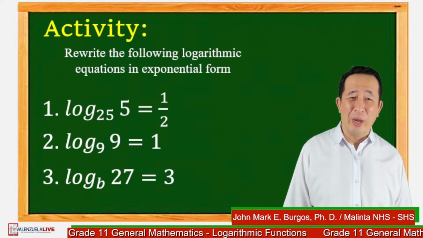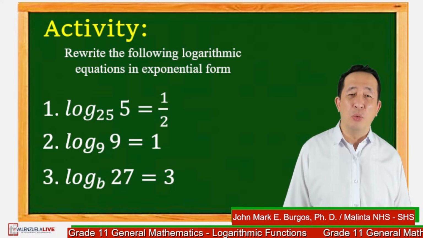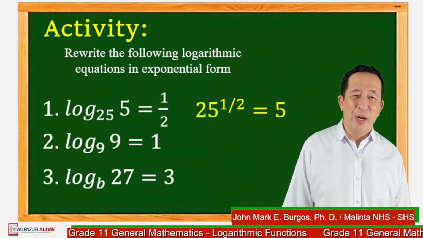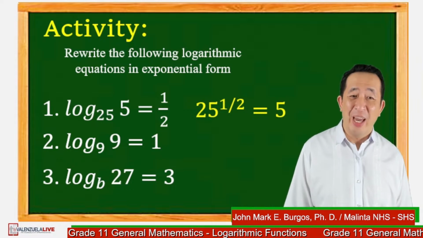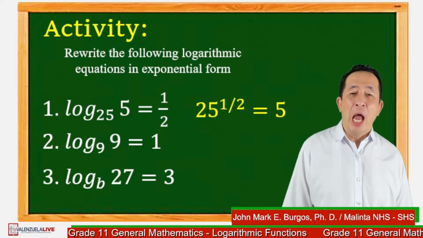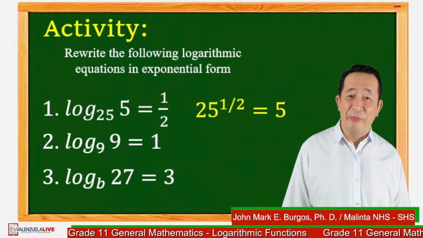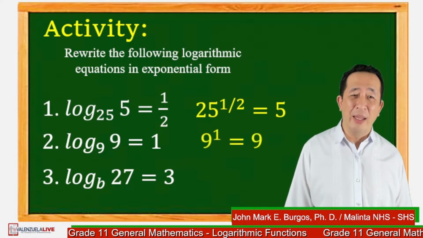To answer each question, number 1, logarithm of 5 with base 25 is equal to half. The answer is 25 raised to the power of half is equal to 5. Question number 2, logarithm of 9 with base 9 is equal to 1. The answer is 9 raised to the power of 1 is equal to 9.